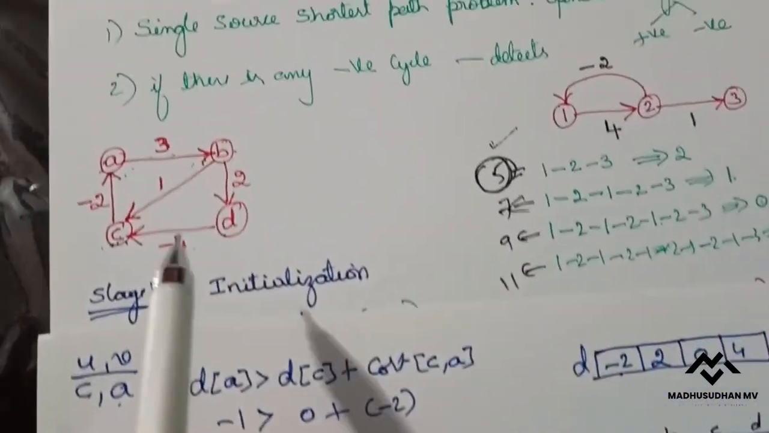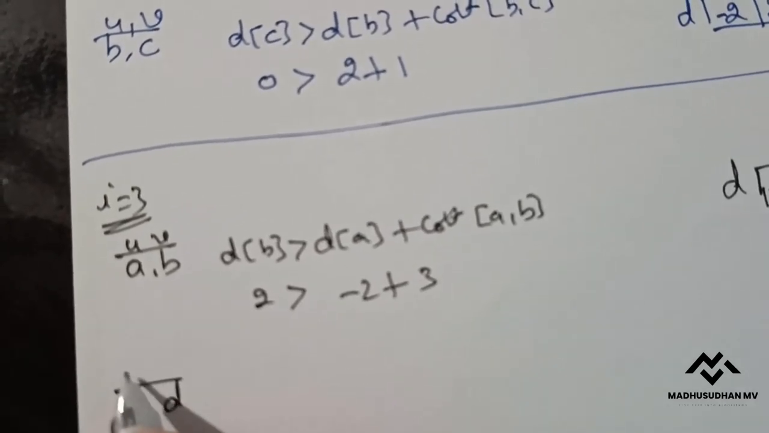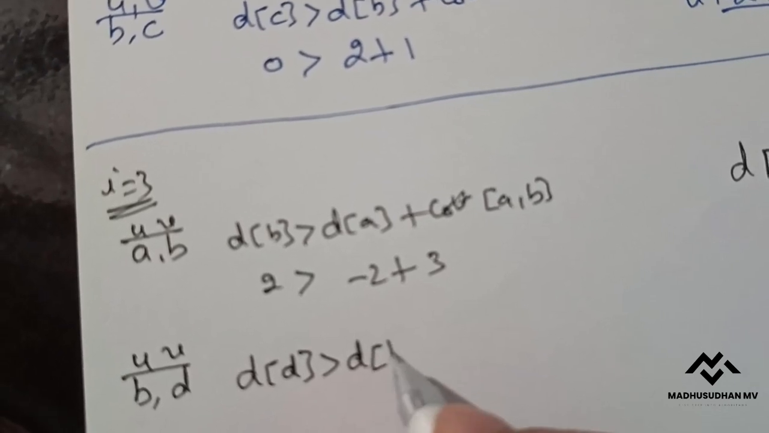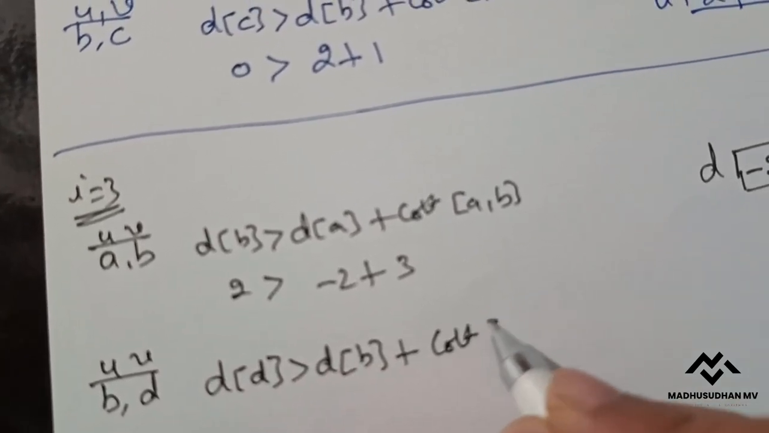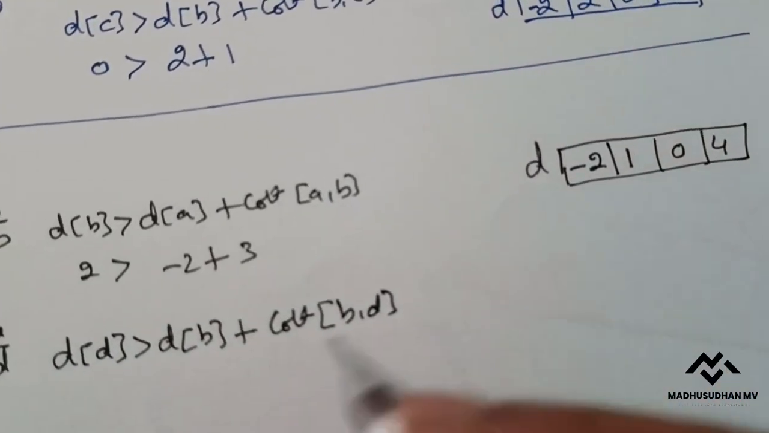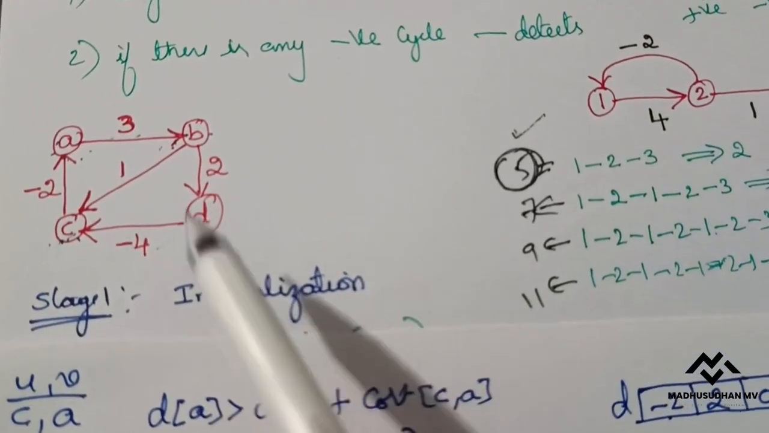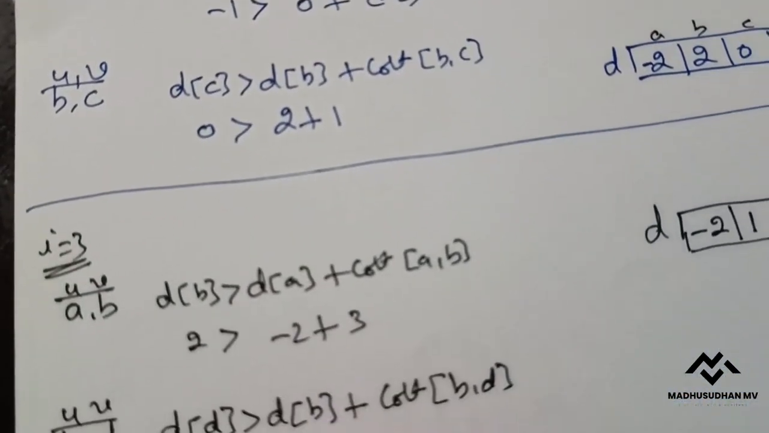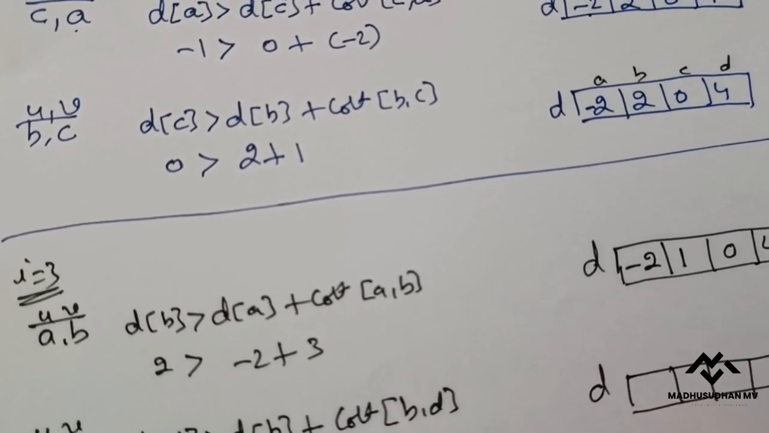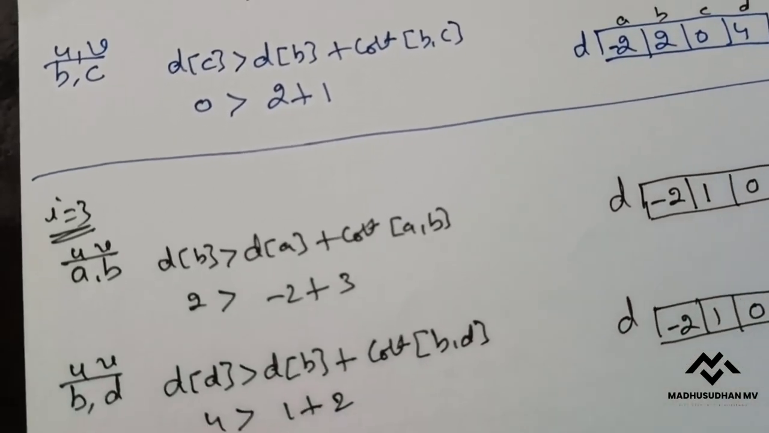Now the next stage, this AB over, next stage is BD. So this is my new edge I am doing now. This is my U, this is V. So distance of D greater than distance of B plus cost of B comma D. Distance of D is how much? 4 greater than distance of B is 1 plus cost of B to D is what? 2. 4 greater than 3. Yes, 3 is lesser. So I am updating now my distance of D to 3. Remaining I am writing as it is.